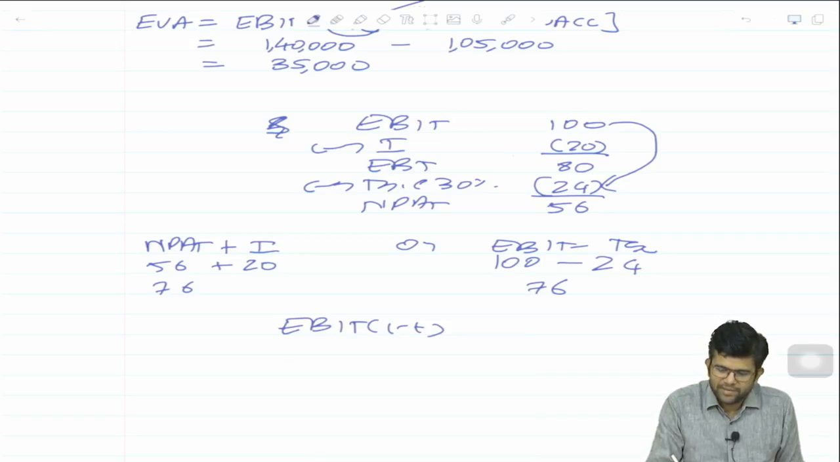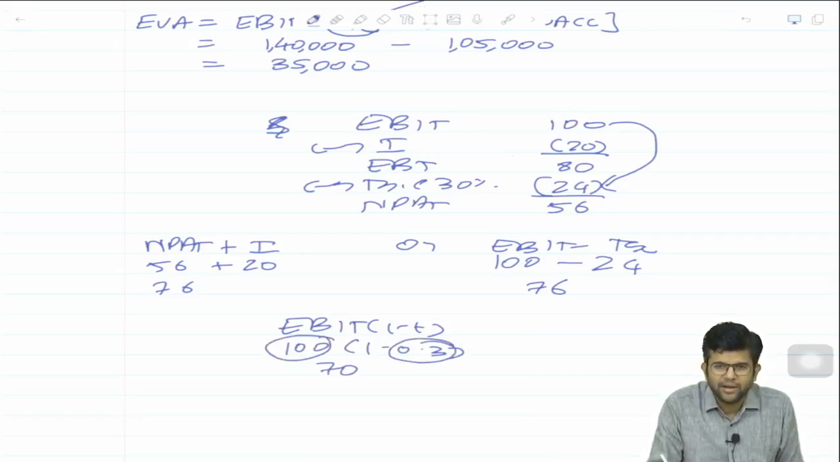Because EBIT into 1 minus t, what you are doing? You are doing 100 into 1 minus 0.3 and taking 70, which means you are saying that the tax you are paying is 30. According to this, the tax you are paying is 30. But in reality, the tax you are paying is 24.